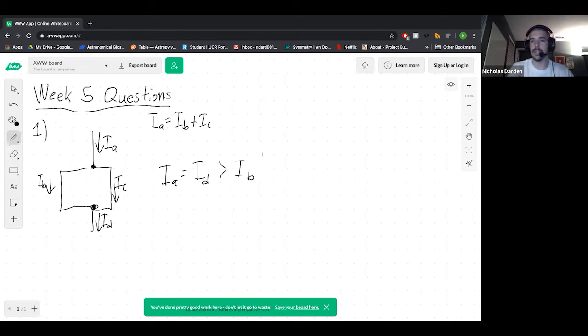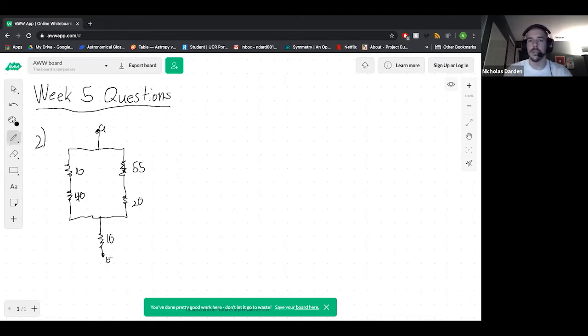And then this is going to be greater than IB. And since everything is symmetrical, I haven't drawn it that way here, but it says it in the problem, we can say that IB and IC are also equal, right? If there's not more resistance on one side than the other, then that current should split equally across that parallel portion. So that's going to be the answer for this one. And let's go ahead and move on to number 2.